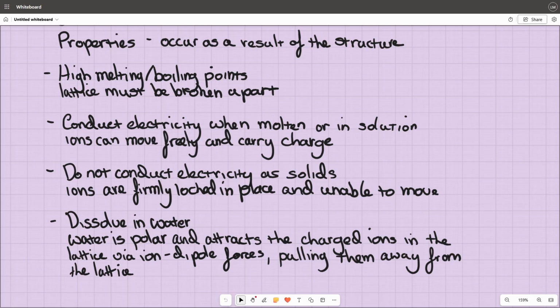And the last one is they dissolve in water. Water is a polar molecule, which means it attracts the charged ions in the lattice via ion-dipole forces, and that pulls them apart from the lattice, dissolving it in the water.